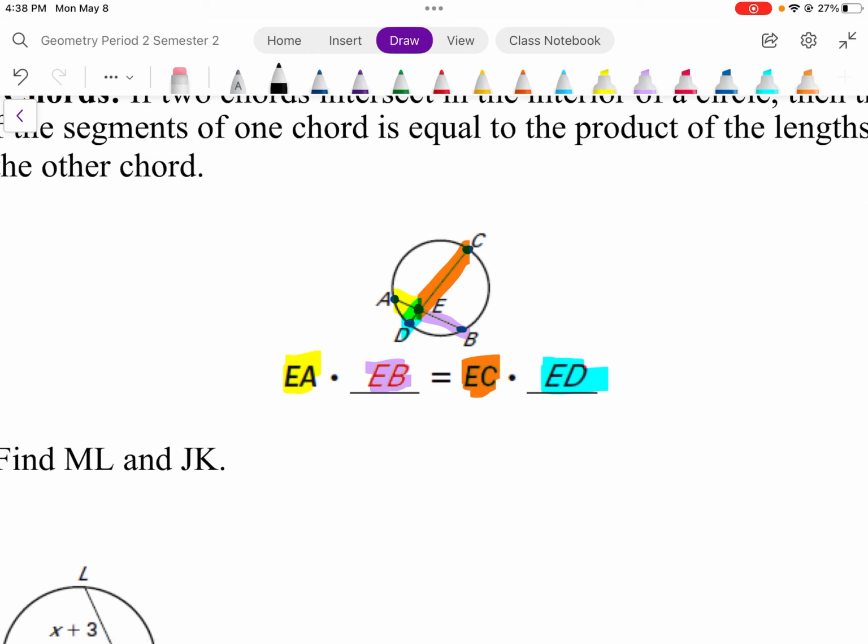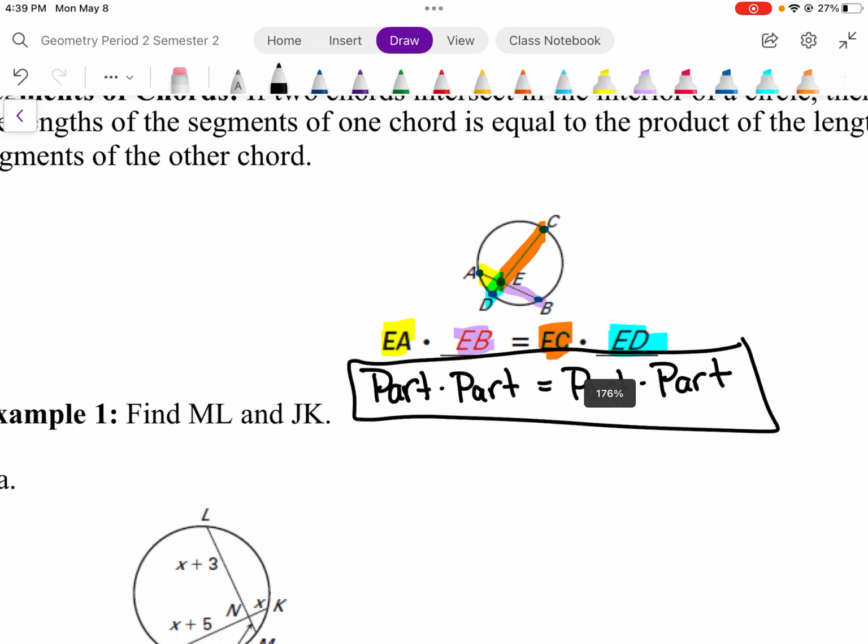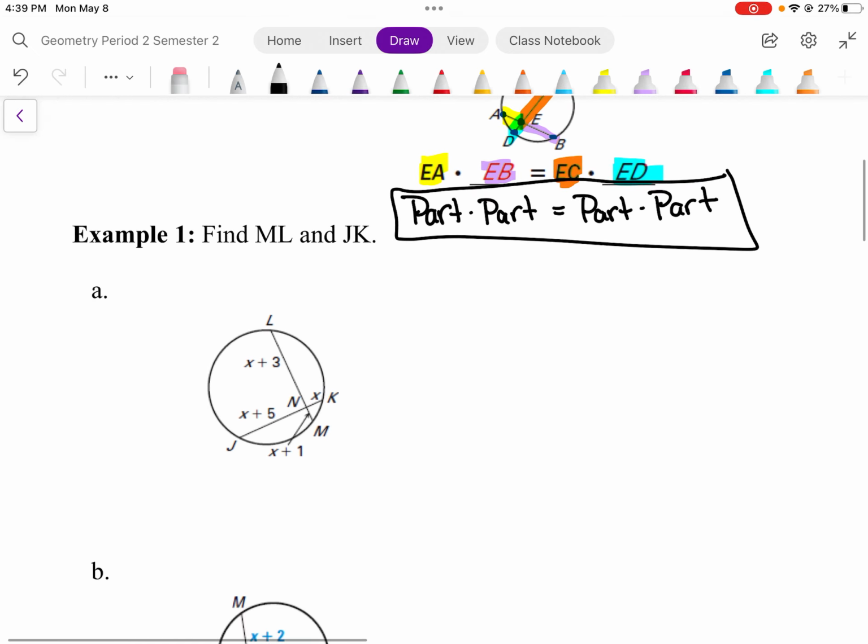So the way that we can remember that is anytime you have two chords, you're going to take part times part and put that equal to the part times part of the second chord. And you're going to want to remember this because there are a couple of problems like this on the test.